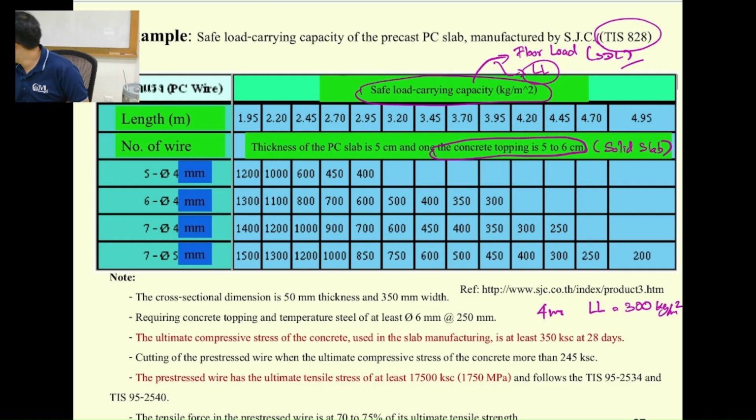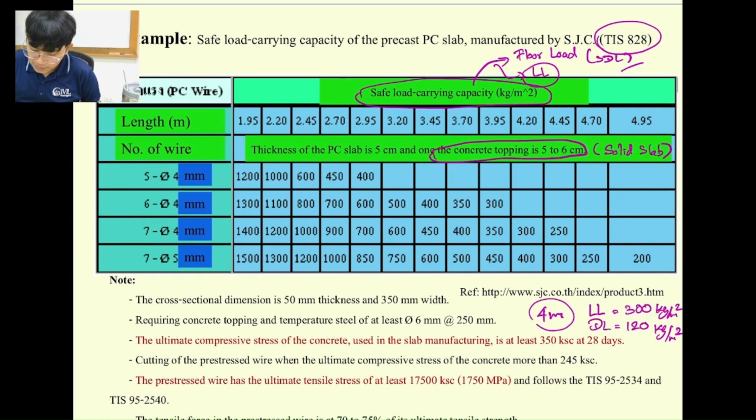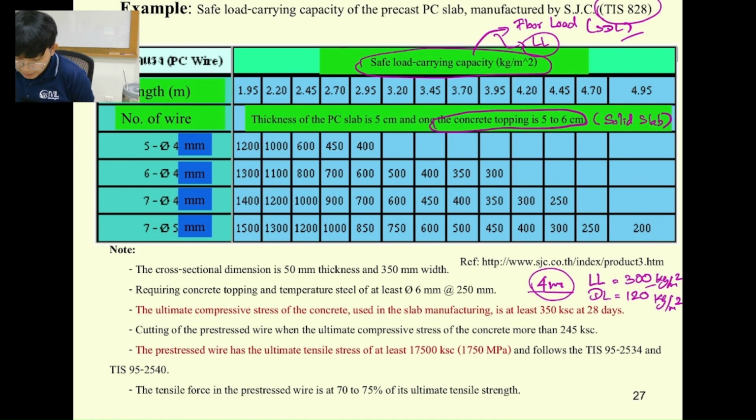Okay, and if I look at the floor material, it's a ceramic floor. So the dead load of the ceramic floor is going to be around 120 kilograms per square meter, which means my slab is going to use the 4 meters. My beam span is going to be using a 4 meter span, with the live load of 300 and superimposed load of 420 kilograms per square meter. So in total, this one is going to be 420 kilograms per square meter over here.